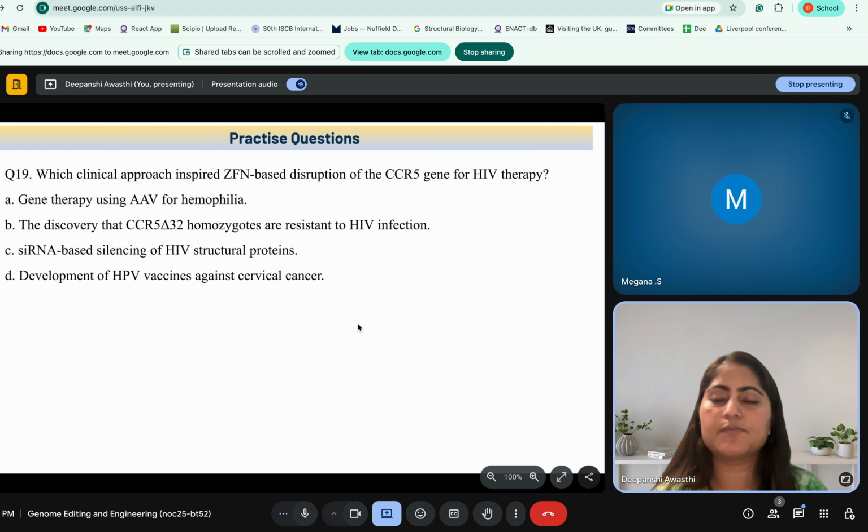Next question is, which clinical approach inspired ZFN-based disruption of CCR5 gene for HIV therapy? Option A, gene therapy using AAV, which is adeno-associated virus for hemophilia. Option B, the discovery that CCR5 del32 homozygotes are resistant to HIV infection. Option C, siRNA-based silencing of HIV structural proteins. And option D is development of HPV vaccines against cervical cancers.